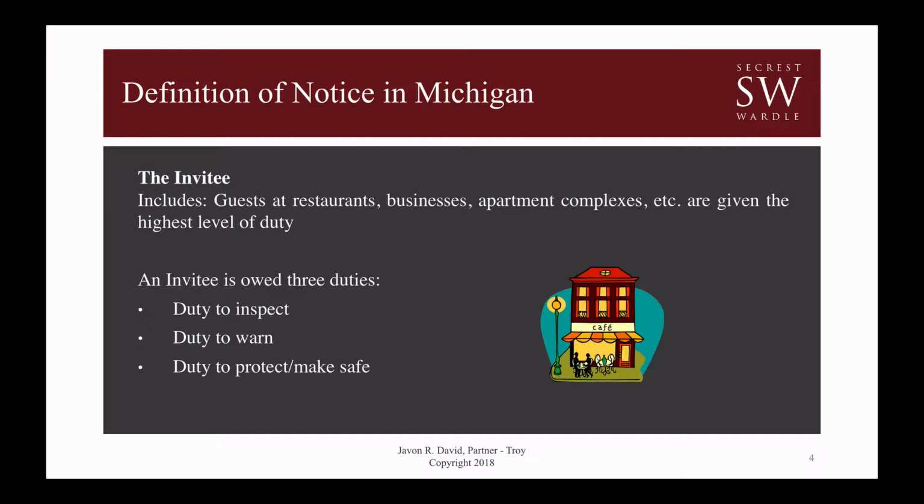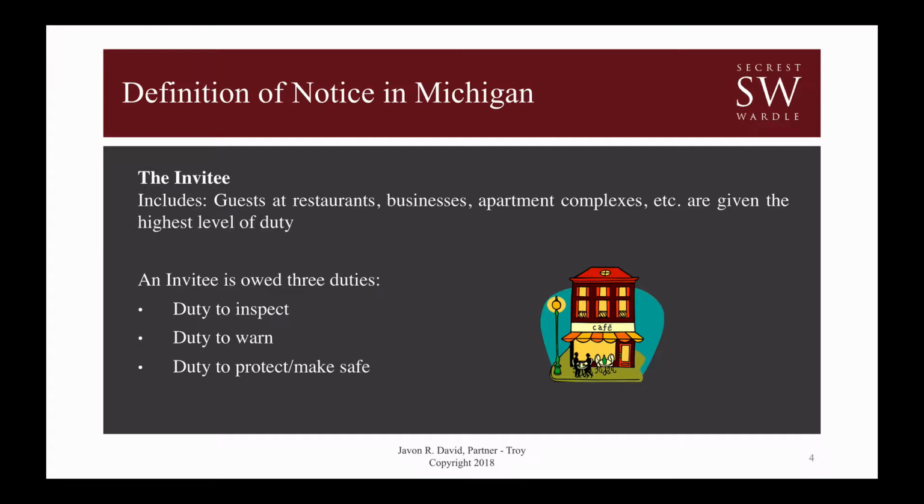Defendants or premises owners have a legal duty of reasonable care to protect invitees from unreasonable risks of harm caused by a dangerous condition they know or should have known the invitee would not discover, realize, or protect themselves against. A business invitor, which is the person who owns the land or the property possessor, has three duties to an invitee: the duty to inspect, the duty to warn, and the duty to protect and make safe.